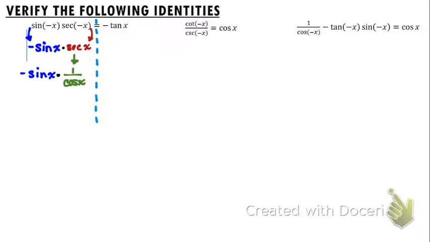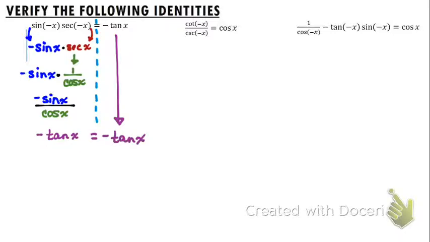Where to from here? Yep, I can write it as one single fraction. Negative sine x over cosine x. And sine over cosine, that is the definition of tangent. So this would be negative tan x. What do I have on the other side? Negative tan x. Left-hand side equals right-hand side. Nice work.